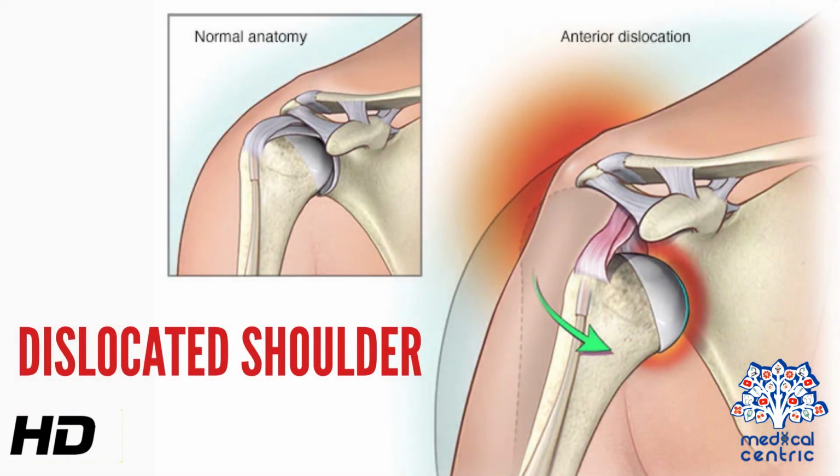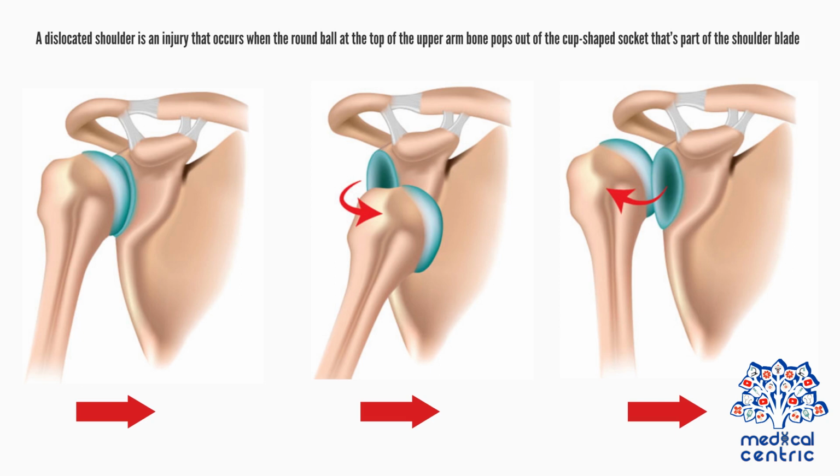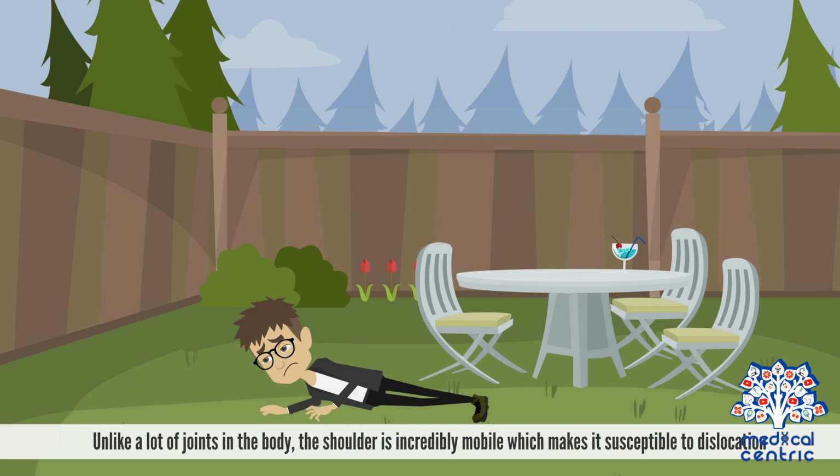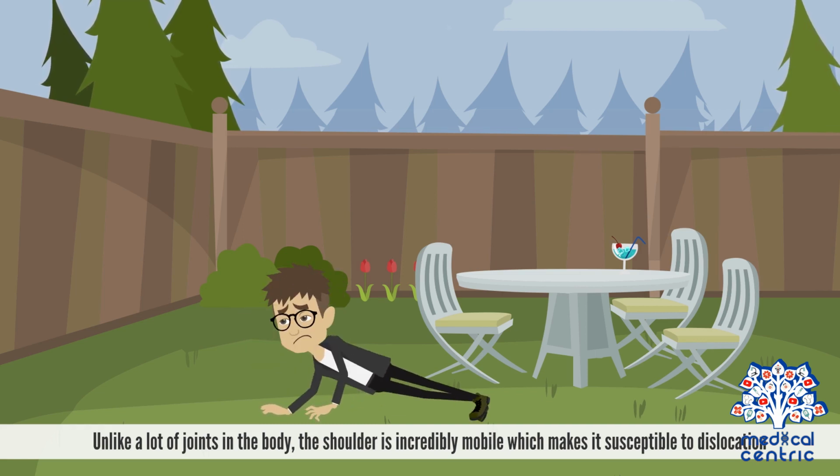Today's topic is dislocated shoulder. A dislocated shoulder is an injury that occurs when the round ball at the top of the upper arm bone pops out of the cup-shaped socket that's part of the shoulder blade. Unlike a lot of joints in the body, the shoulder is incredibly mobile, which makes it susceptible to dislocation.